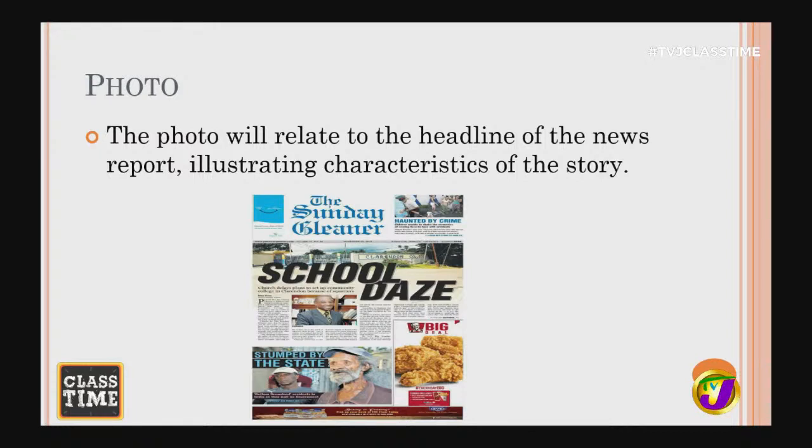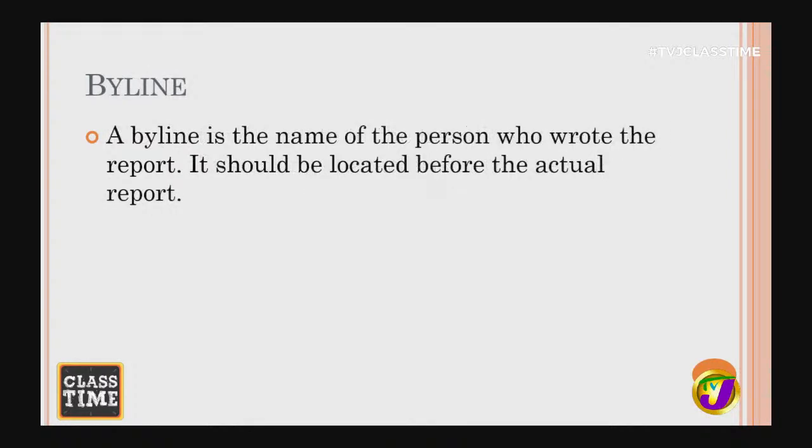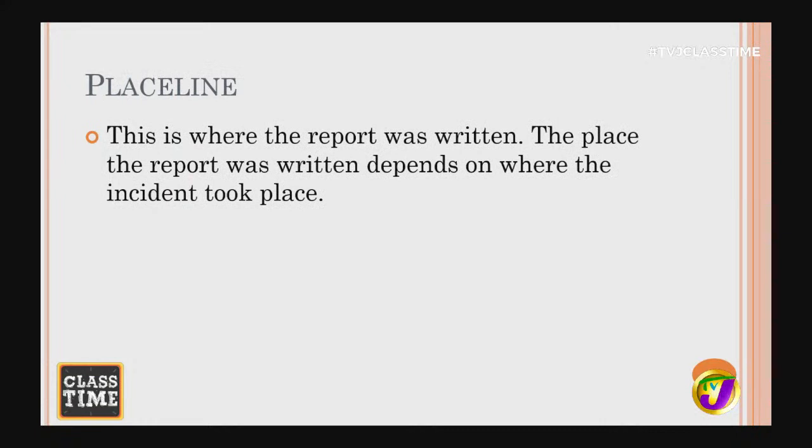All right, the byline. A byline is the name of the person who wrote the report. It should be located before the actual report. So remember that the byline is the name of the person who wrote the report. Placeline. This is where the report was written. The place depends on where the incident took place.